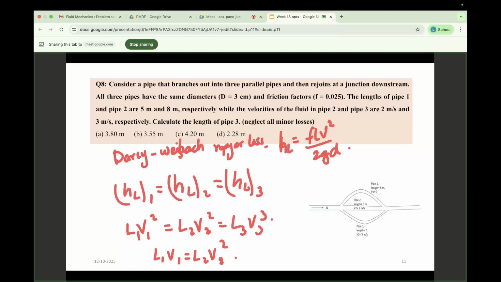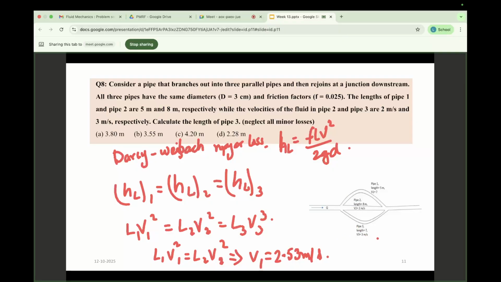If you calculate V1 from here, you can find out V1, right? So V1 is coming around 2.53 like that. This will be the velocity V1.